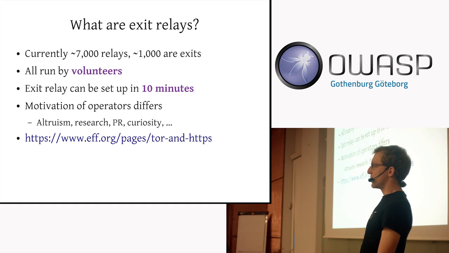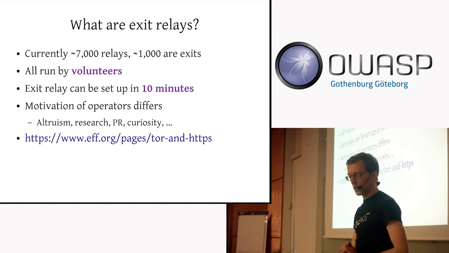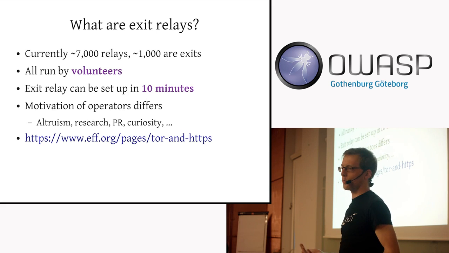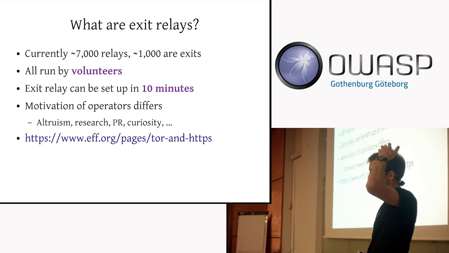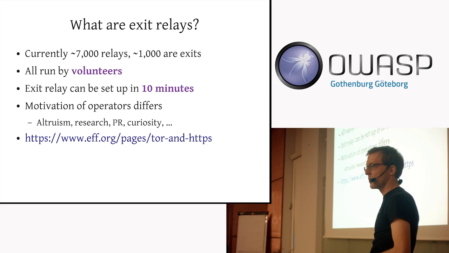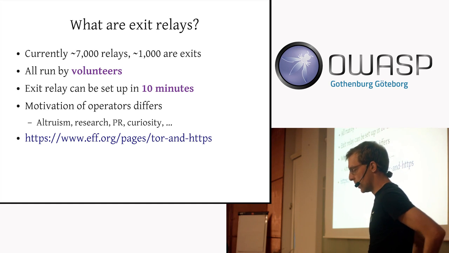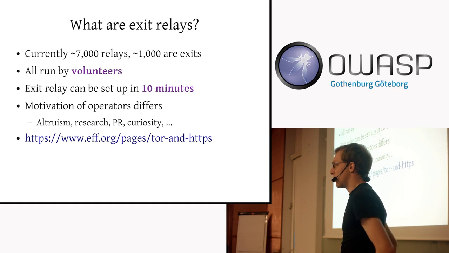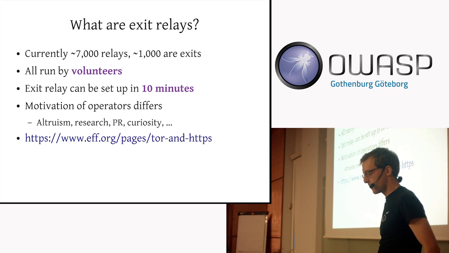It's run by volunteers, and you might wonder, why are they doing this? Why are they sacrificing their bandwidth, their computers, to run a relay for the Tor network? I think there are lots of reasons for this. One reason is simply altruism. We all want to have good things, and we want other people to have good things too. Some people do it for research, to learn more about how the network works, or more about anonymity networks in general. Some organizations want to get some PR benefit out of it. I think it was Akamai recently who started running a bunch of Tor relays. And some people do it maybe just out of curiosity.